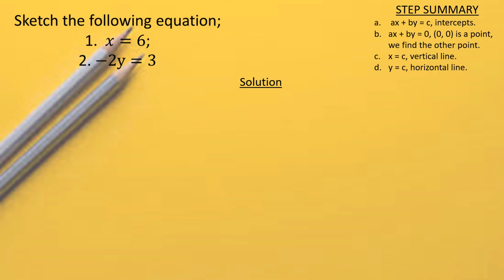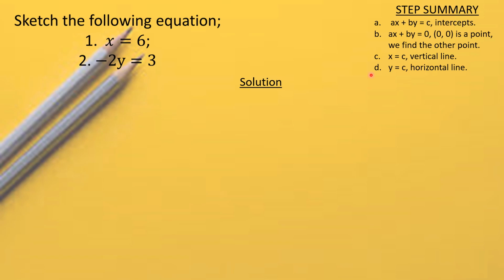If it's ax plus by equals c, we use intercepts. If it's ax plus by equals 0, which is a special form of the first one, (0, 0) is surely a point, then we find the other point. If it's x equals c, we use a vertical line parallel to the y-axis. If it's y equals c, we use a horizontal line at y equals c, parallel to the x-axis. So you can pause this video to give it a trial.